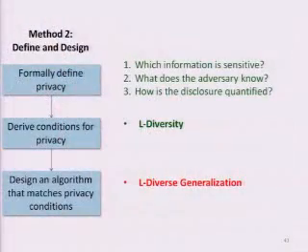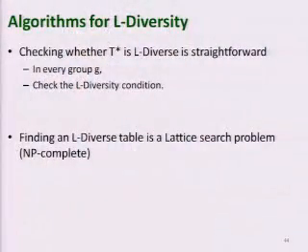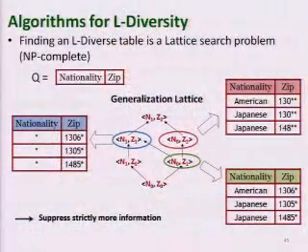Okay, so now I showed you, I gave you an idea of what L diversity is, how to derive it formally, right? But now we need algorithms that can actually create tables that are L diverse. So given this quotient table T star, it's very easy to check L diversity. Just go to every group and check the condition. However, finding an L diverse table is in general a hard problem because of the following reason.